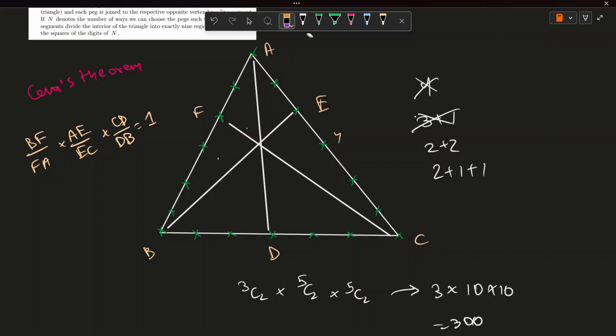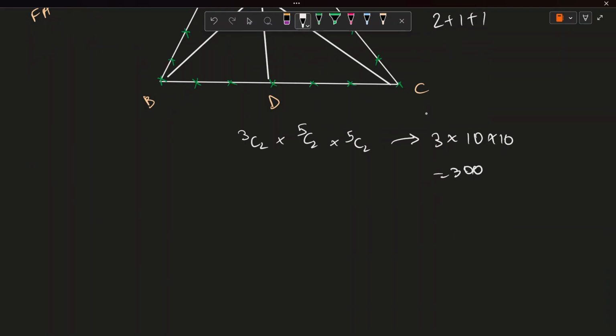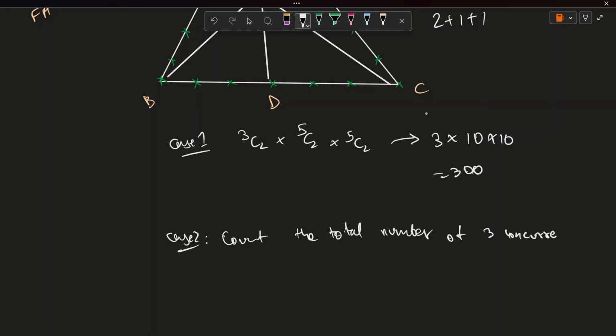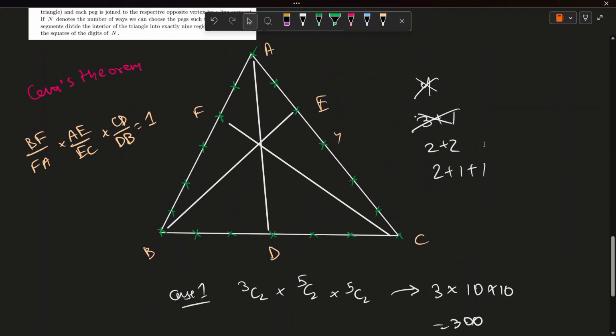So to count the total number of ways, we count the total. This is case 1, suppose. Case 2, the procedure is to count the total number of three concurrent lines, and suppose we have counted a case, and notice that three pegs are already chosen. And out of the remaining 12 pegs, we need to choose one of them.